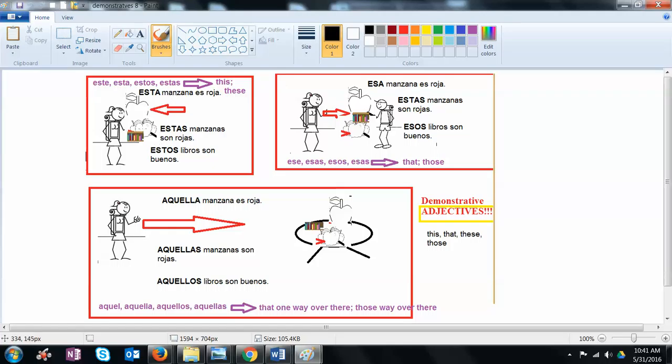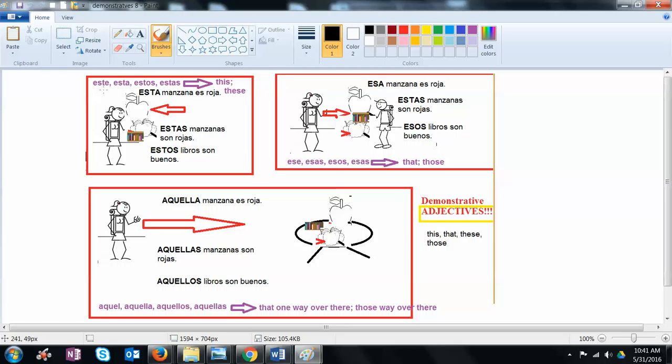If I want to say these apples are red, I've got multiple apples, then I'm going to use estas because estas is feminine and plural, and the word that I'm describing, what I'm saying is red, are apples, which is also feminine and plural. If I want to say these books are good, because it's multiple books, I'm going to use estos, because books is masculine and plural, so I need the masculine plural spelling of these, okay?